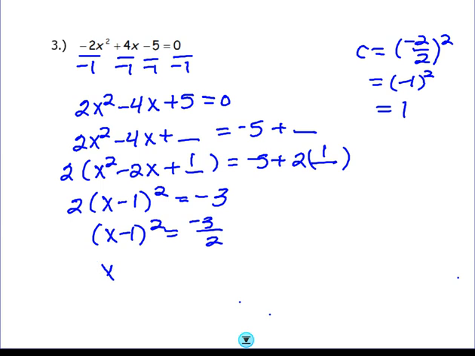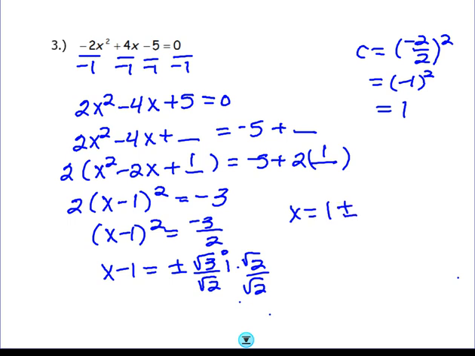Square root both sides. I'm going to get plus or minus the square root of 3 over the square root of 2, and I pulled my i out of that square root of negative 3. All right, then we've got to rationalize, and we're almost done. Move the 1: plus or minus the square root of 3 times the square root of 2 is the square root of 6, over 2, i. So those are my two solutions.